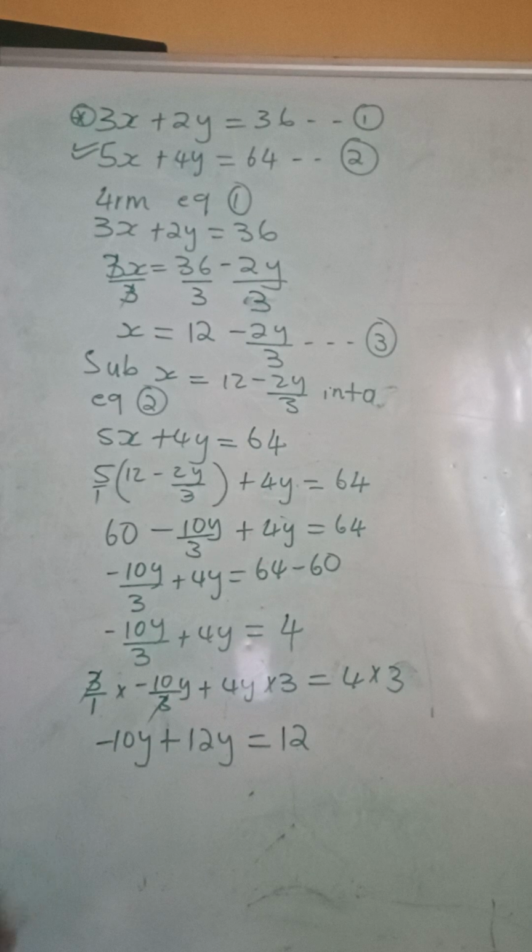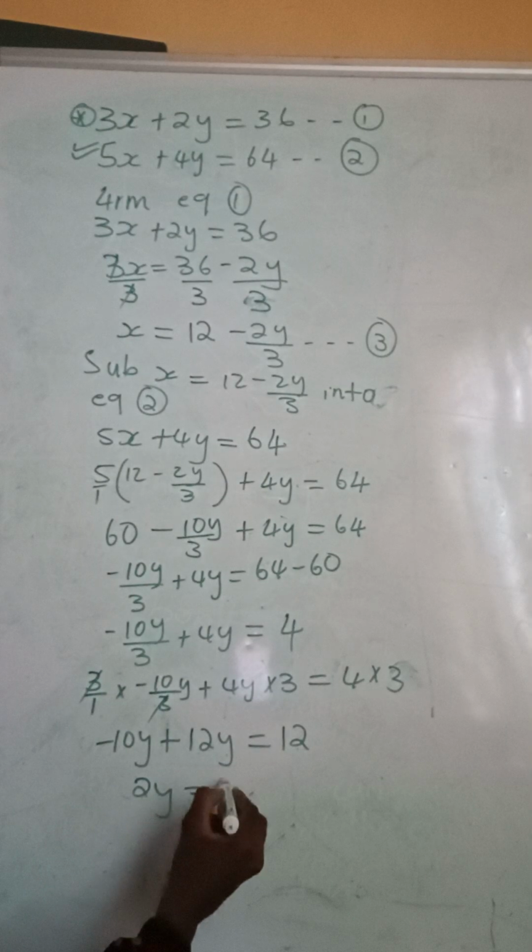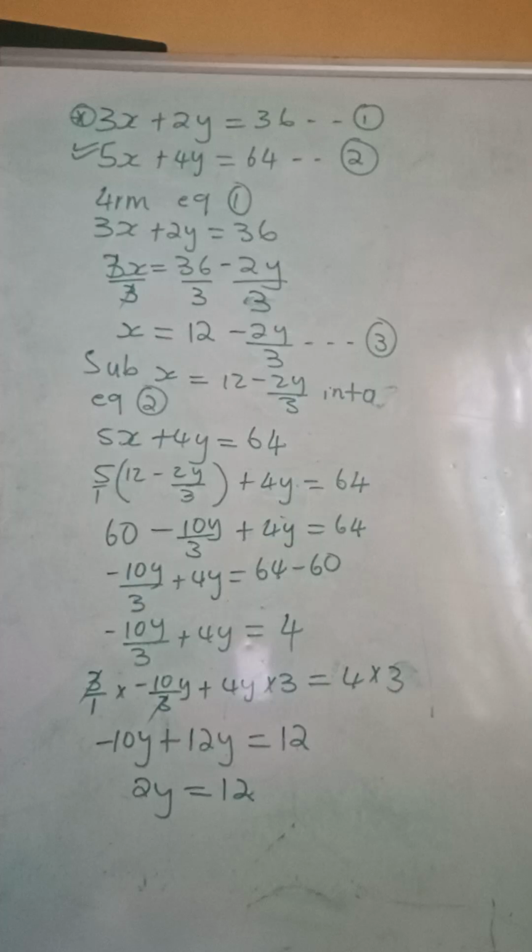Now, we have these two numbers that have different signs. Mathematics says when you have two numbers with different signs, you take the sign of the bigger number and then you subtract. 12 minus 10 is going to be 2y, which is equal to 12. Then I am looking for what? I am looking for letter y, not 2y.